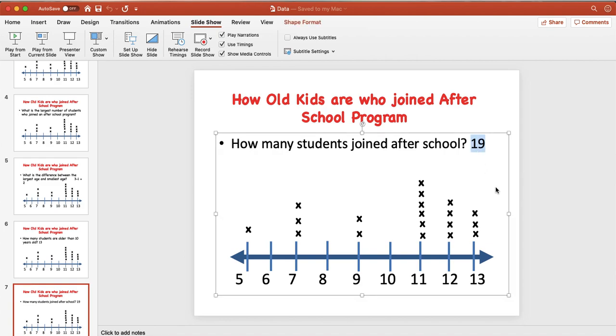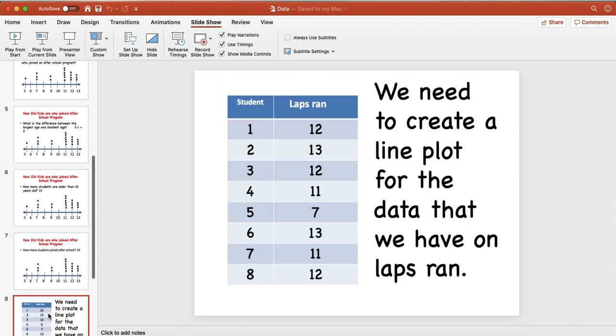So to get 19, all I did was I added all of the students, and remember that the X's represent students, so I added all of the students, which is all of my X's that were plotted on my graph, and that's how I got my total number.